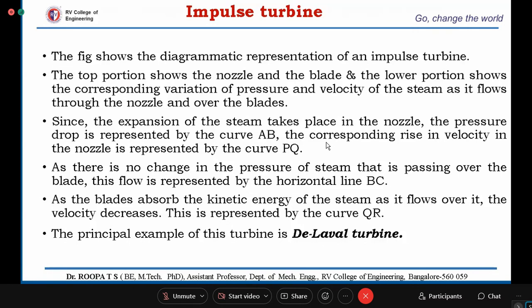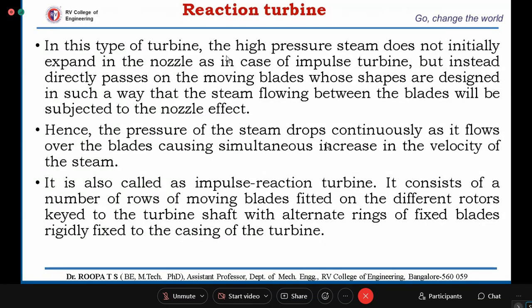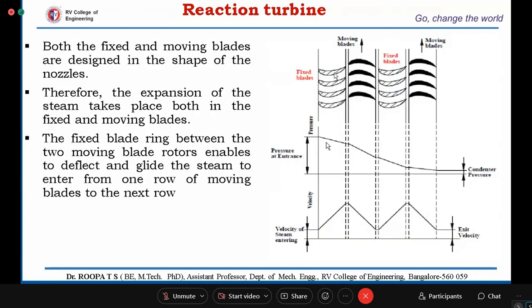Impulse turbines are nothing but De Laval turbines. So next we have reaction turbines. As I mentioned here, we won't use any nozzle as such, but the alternate arrangement of fixed and moving blades itself provides the nozzle effect to the steam that is flowing through the turbine. As you can see here, we have fixed blades, moving blades, fixed blades. This arrangement will be there. This arrangement and the aerofoil structure of the blades itself will provide the nozzle effect.